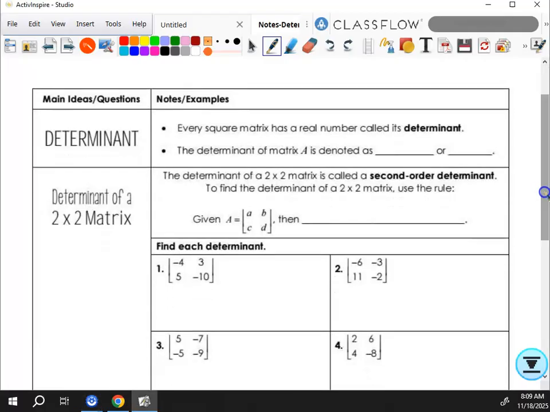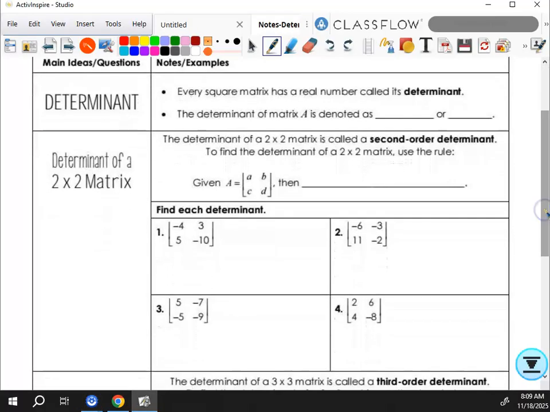So every square matrix, and we're only dealing with square matrices right now, has a real number called its determinant. To show that you have a determinant of matrix A, you can write it as DET, and then the A in parentheses, with a capital A, or what looks like the absolute value of A, but it's not the absolute value. It means determinant because the A is not a number, it's a matrix. Okay, we're okay with that?